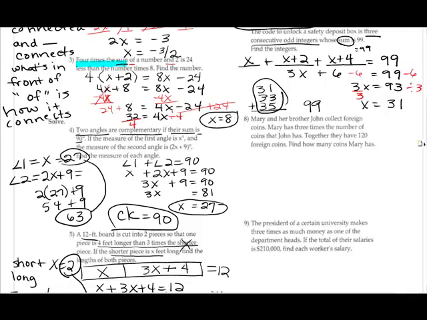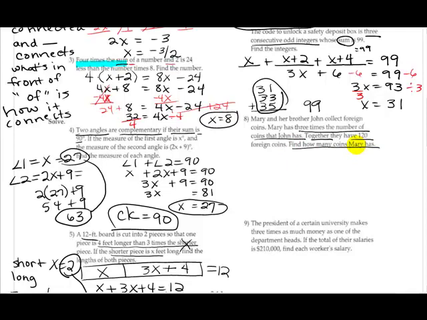In the next problem, we're talking about Mary and her brother John, and they have a coin collection. Mary has 3 times the number of coins that John has. Together, they have 120. Find how many coins Mary has.